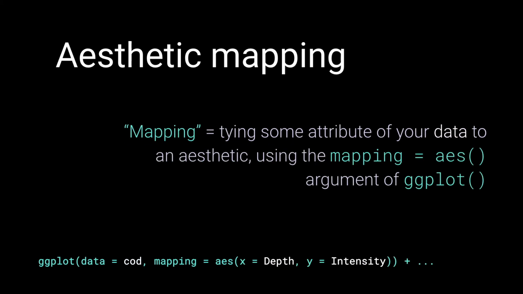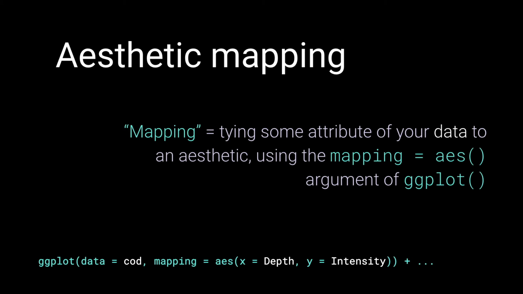And the way that we add them to our graph or a plot is by mapping them to a particular attribute of your data. So when I say mapping, I mean we're tying some attribute of our data to an aesthetic using the mapping argument of the ggplot call. So we map, for example, the depth variable or the depth column of the COD dataset to the x-axis. We're mapping the intensity variable, the intensity column, to the y-axis.